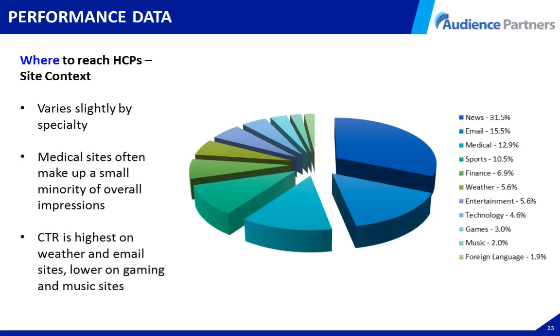So again, based on hundreds of millions of impressions, we can start to see not only what are the categories of sites that we're serving ads on, but how does this vary by specialty? And it does. And how can we use this to create ultimately whitelists or at least directionally inform the categories of sites that we use based on response? So weather and email sites tend to generate the best click-through rates. Gaming and music sites, which are on here at a lower percentage, tend to have lower engagement rates.